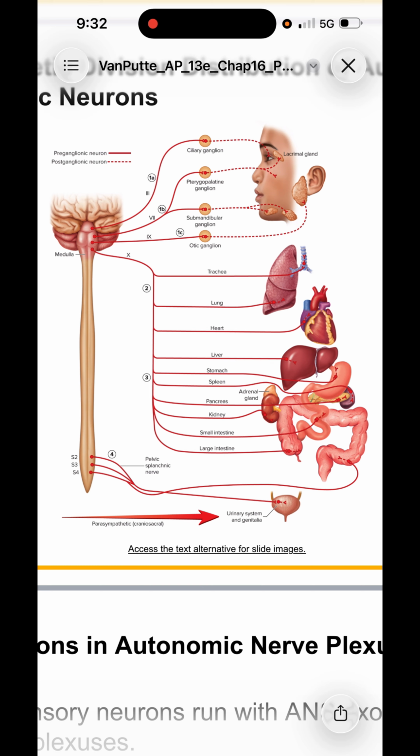X: trachea, lung, heart, liver, stomach, spleen, adrenal gland, pancreas, kidney, small intestine, large intestine. S2, S3, S4, pelvic splanchnic nerve, urinary system and genitalia. Parasympathetic craniosacral.